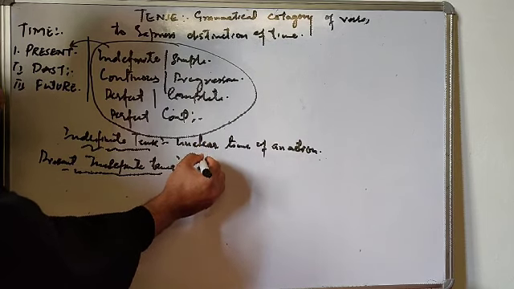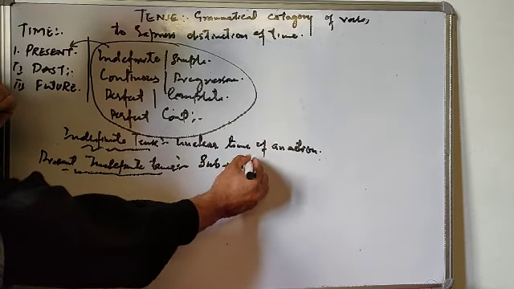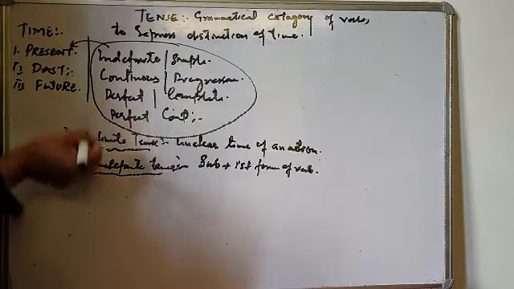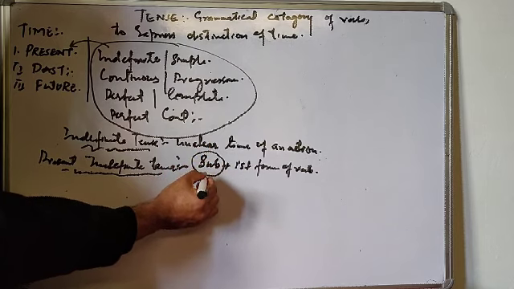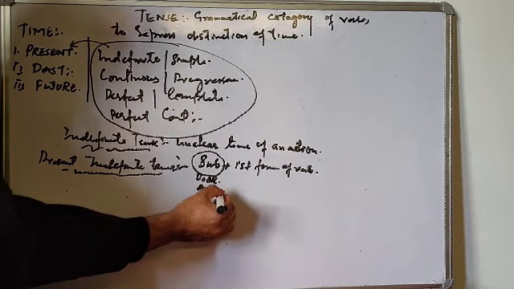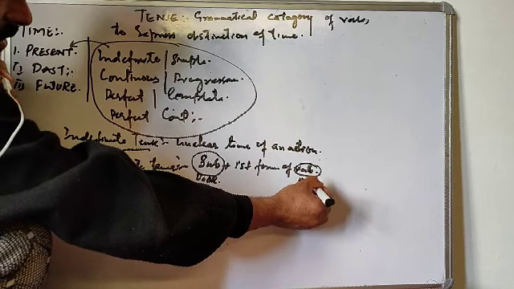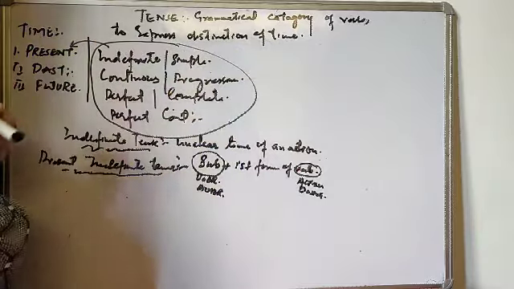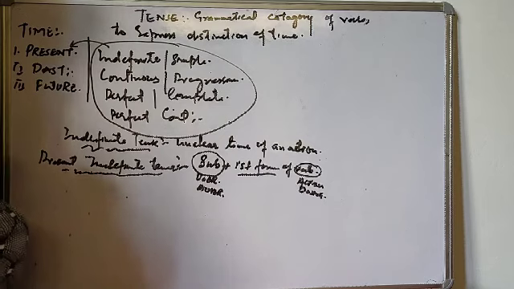To make a present indefinite tense, we need two things: subject plus first form of verb. What is subject here? Subject is a doer or actor. Verb means action or doing. First form is the normal form of the verb, the present form of the verb.